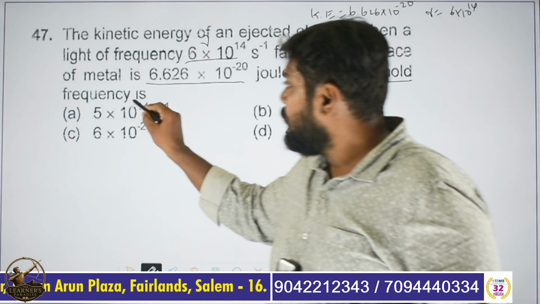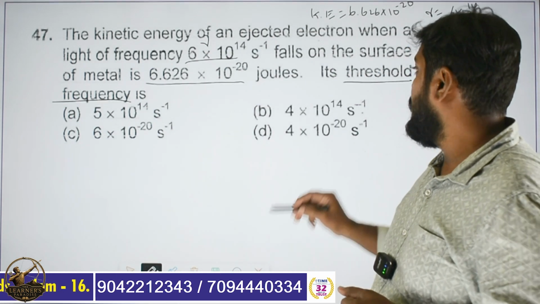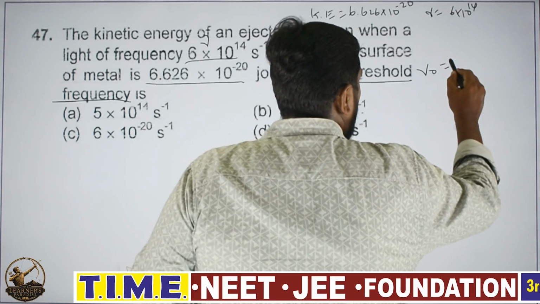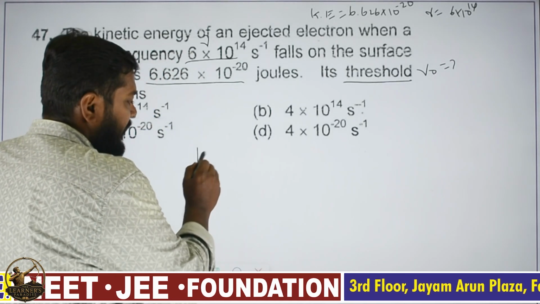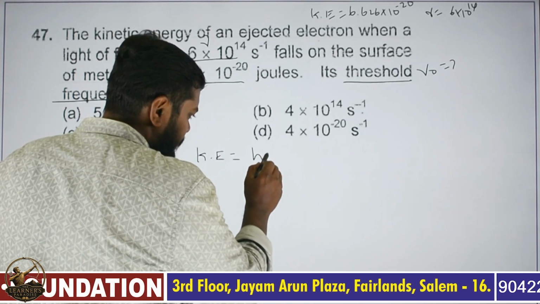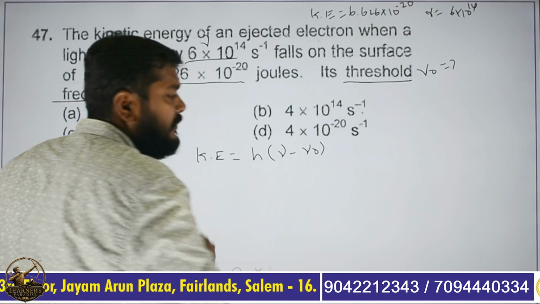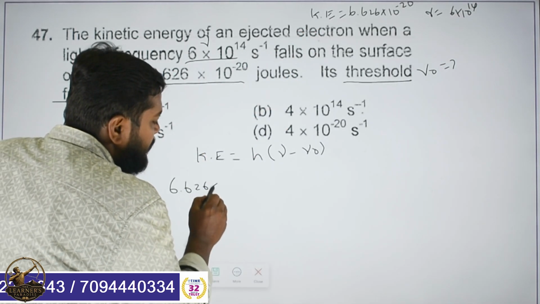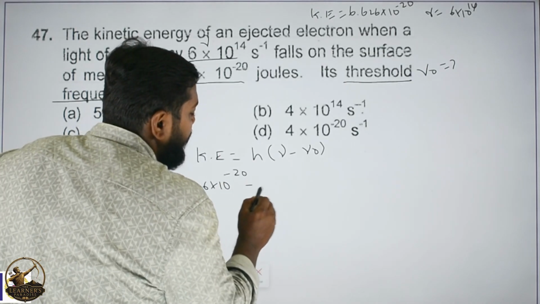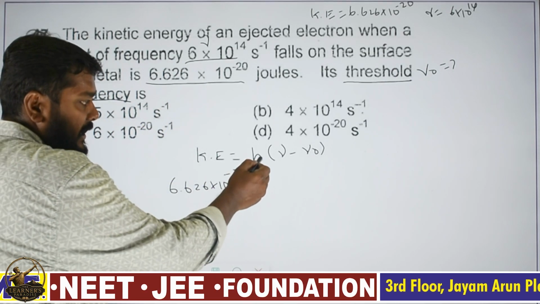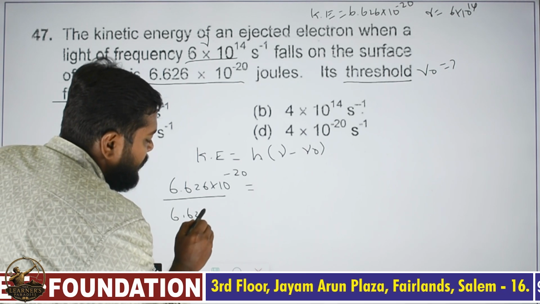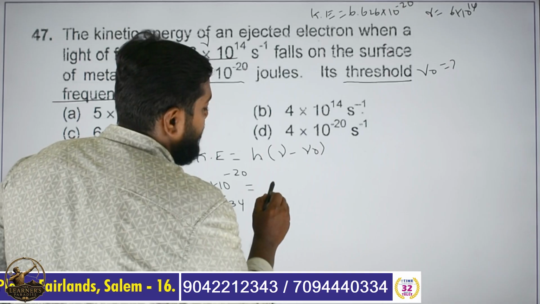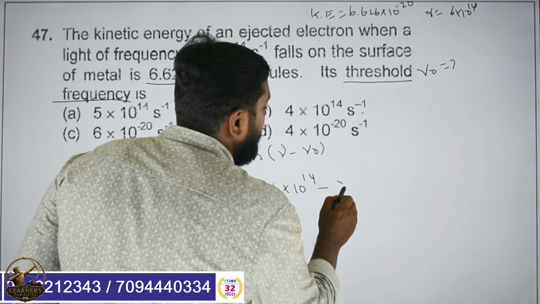அப்போ you are asked to calculate what? Threshold frequency. What is the threshold frequency? Nu naught you are asked to calculate, right? Okay, so what is the formula? Kinetic energy which is equal to h into nu minus nu naught. This is going to be our formula. Kinetic energy is given as what? Kinetic energy நமக்கு கொடுத்துட்டாங்க 6.626 into 10 to the power minus 20, which is, I can bring this h here. இல்லையா? h நான் இந்த சைடு கொண்டு வந்தேன்னா divided by 6.626 into 10 to the power minus 34, which is equal to nu is given as 6 into 10 to the power 14 minus nu naught.